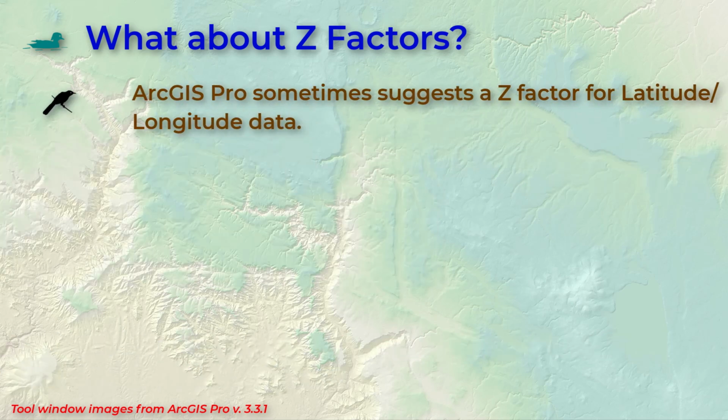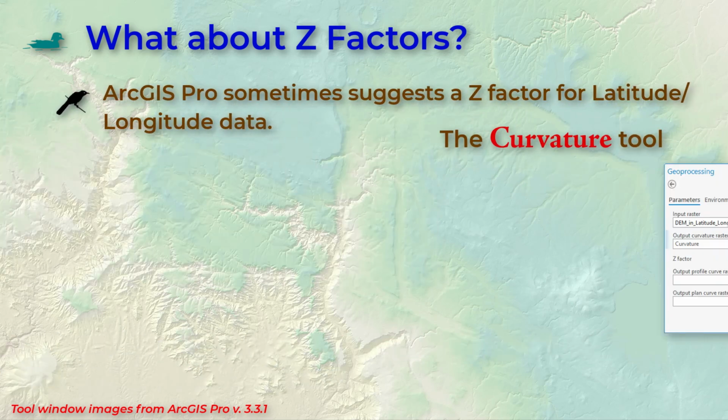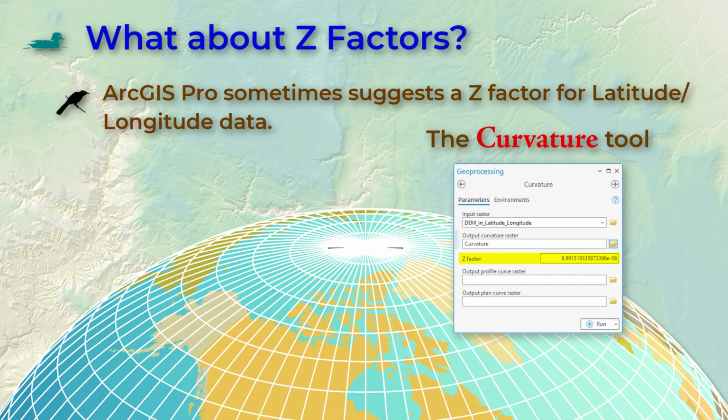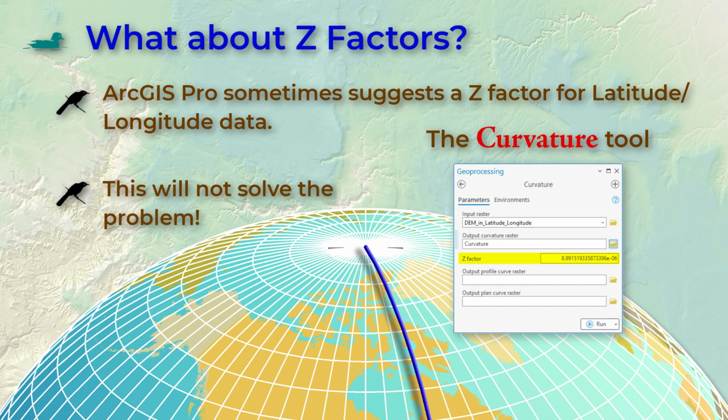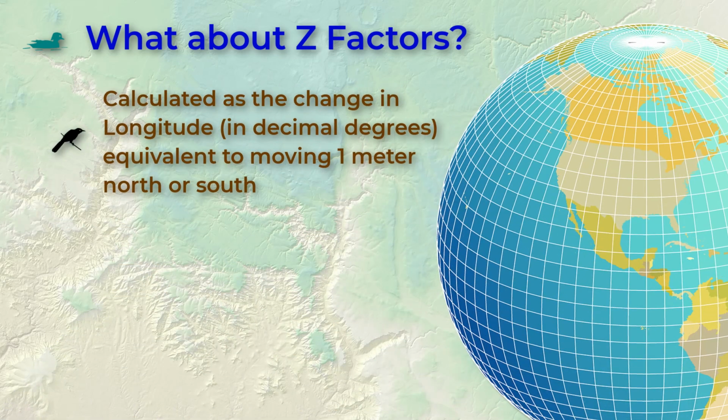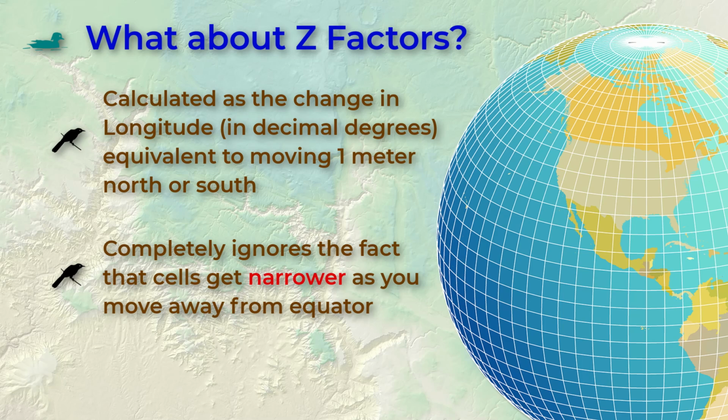Now, ArcGIS Pro will sometimes, but not always, suggest a Z-factor for latitude and longitude data, but this estimate is just based on the height of the cell, meaning the distance along the Y-axis or along a line of longitude. This Z-factor will not solve the problem and is no substitute for geodesic methods. It pretends that the latitude and longitude values are on some flat Cartesian graph. It calculates the change in latitude decimal degree values that are equivalent to 1 meter in movement in the north or south. That wouldn't be so bad, but it doesn't account at all for the width of the cell getting smaller as you move away from the equator.